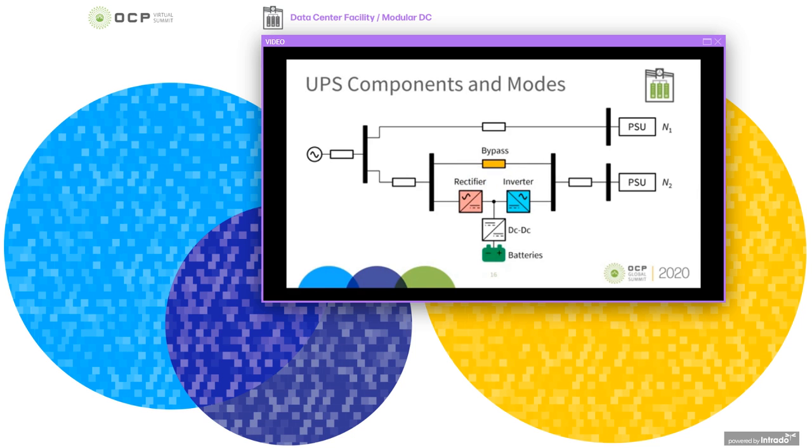The UPS has multiple operation modes depending on which components are operational. In this diagram, the UPS has a static bypass, a rectifier, an inverter, and a battery bank, which is interfaced by means of a DC to DC converter. Our impedance specification applies to all the bypass, the rectifier, and the inverter, and their different operation modes.